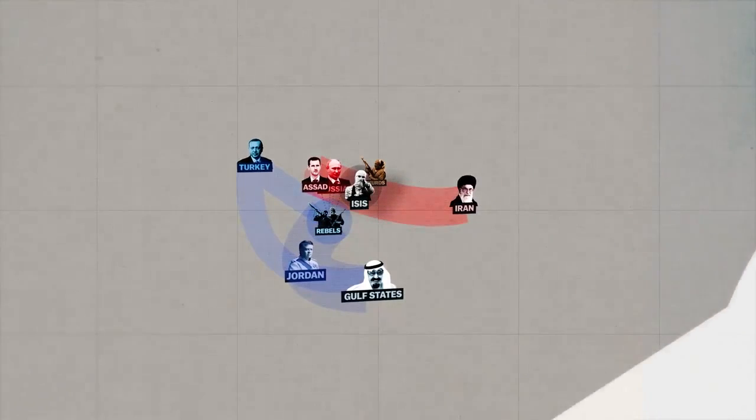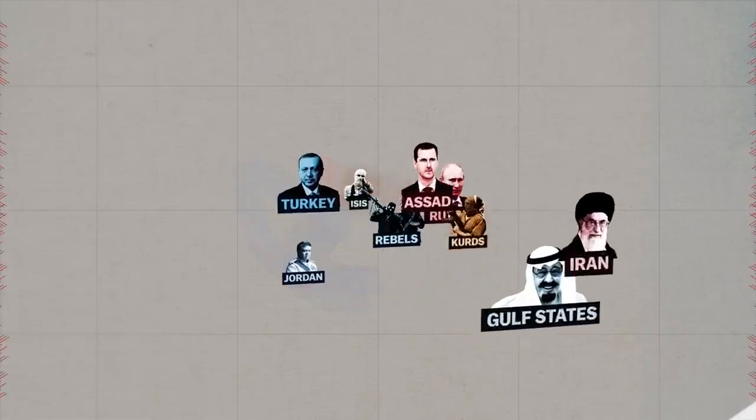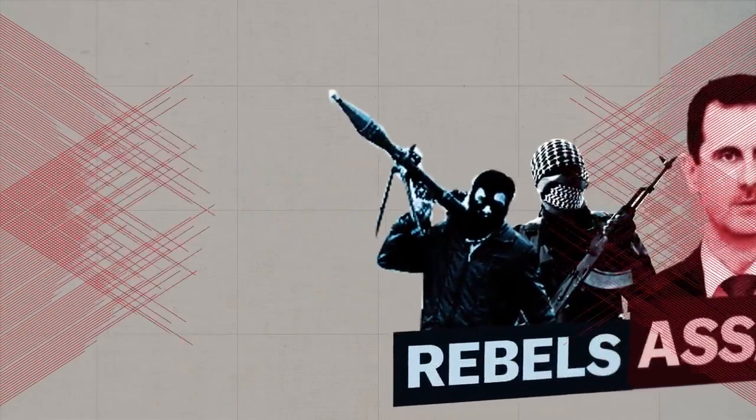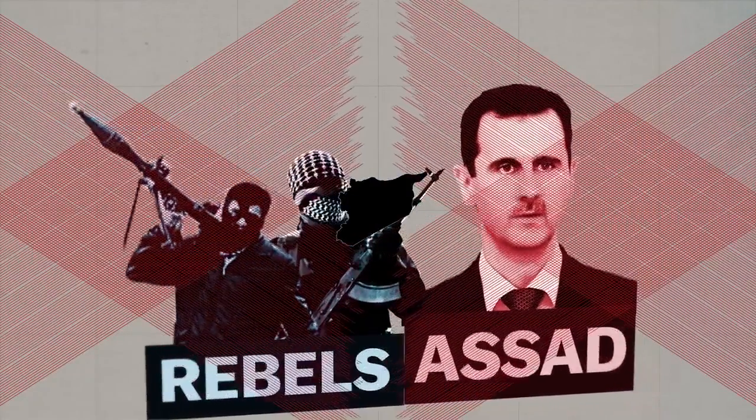So as it stands now, there are lots of different groups and outside countries involved in Syria's war, and even among allies there are big disagreements about who their enemies are, who to support, and how to do it. And those contradictions are a big part of why, for this war, there is just no end in sight.